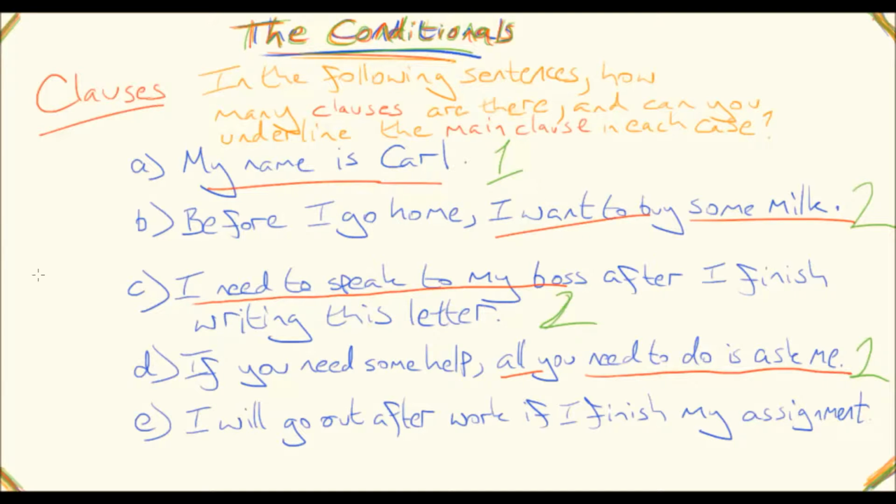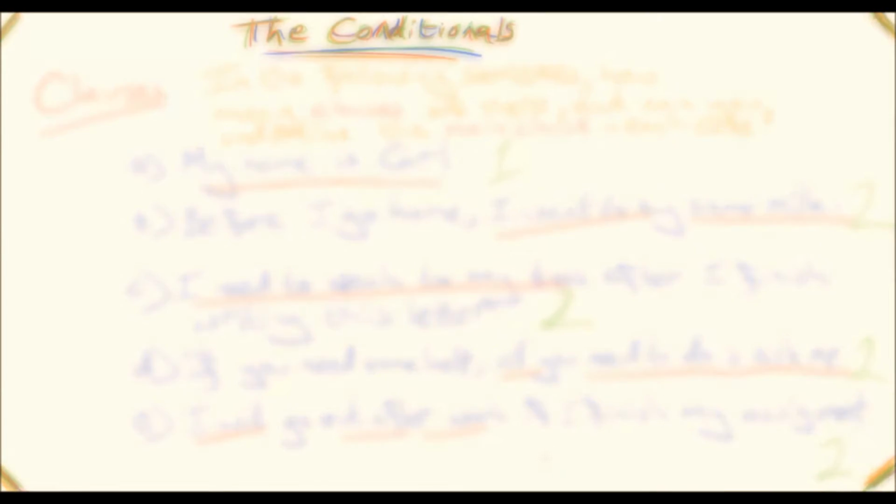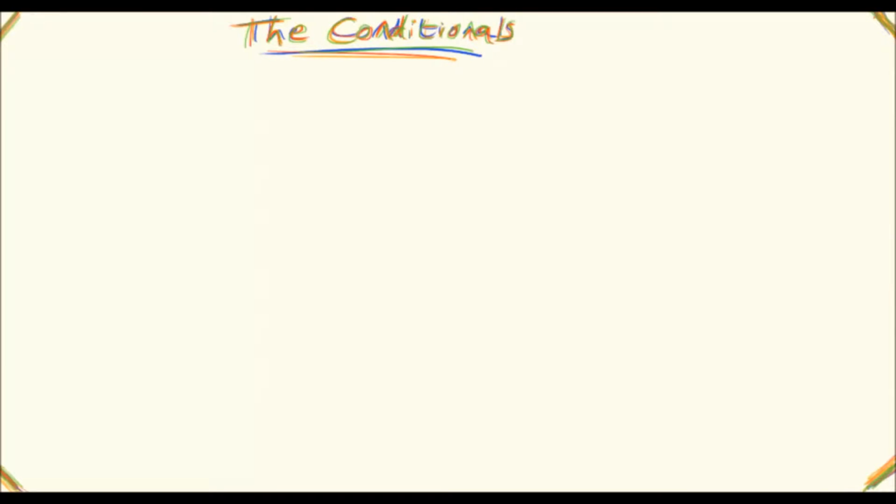And the final sentence here, I will go out after work if I finish my assignment. How many clauses do we have? Once again, we've got two clauses. We have the main clause, I will go out after work, and we've got the conditional clause, if I finish my assignment. So let's have a quick summary of what we've just seen and start to build a deeper insight into the language.